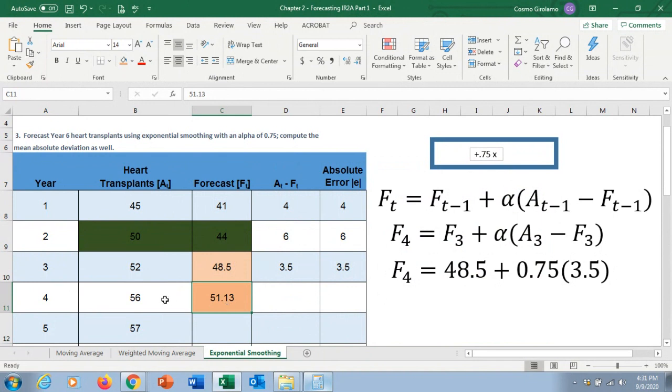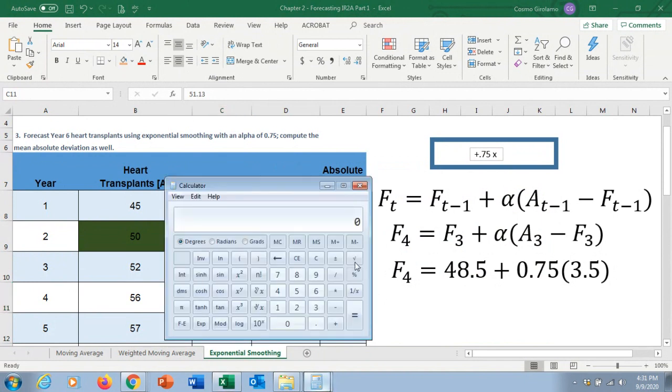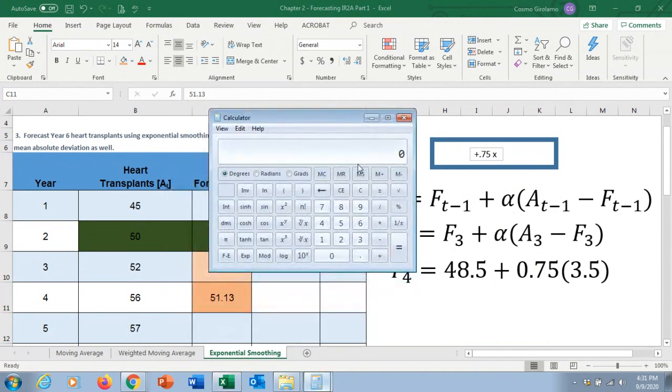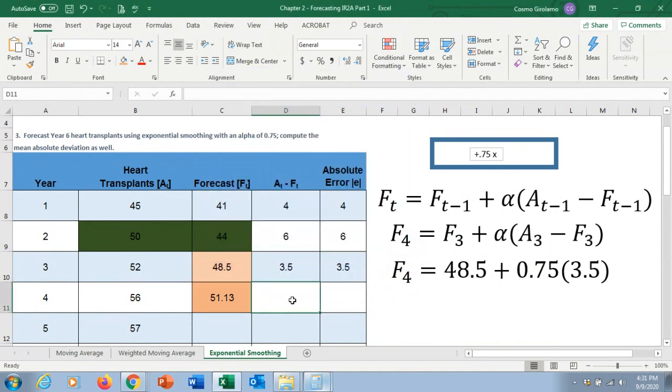What difference is there here? So my difference here is I was off by 56 minus 51.13. So my difference here is 4.87. And again, it's positive because I was too low. So I'm going to have to correct up again. This is the same.